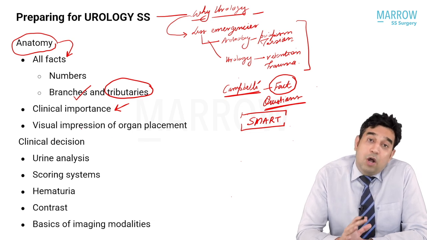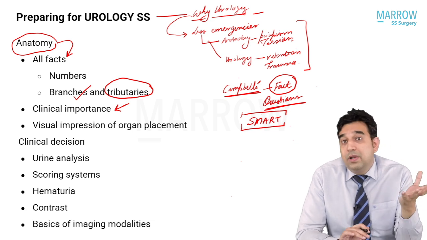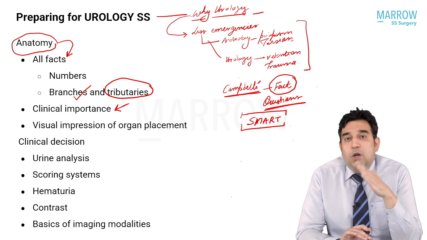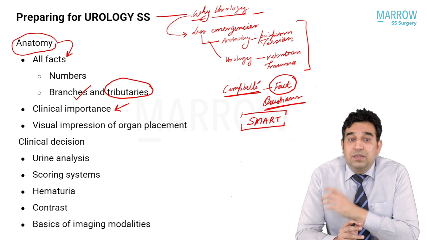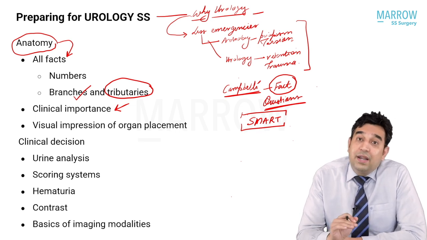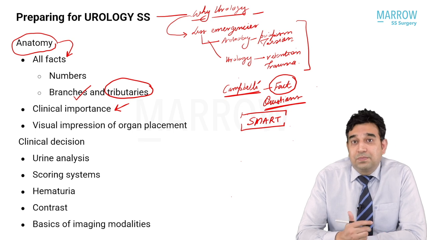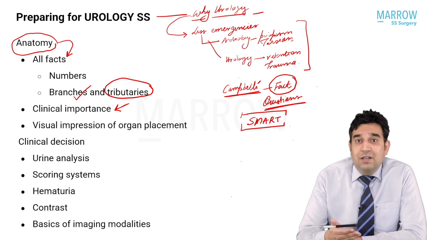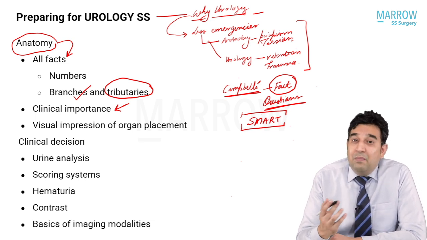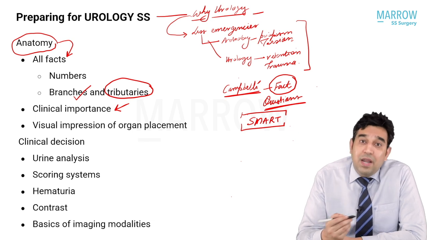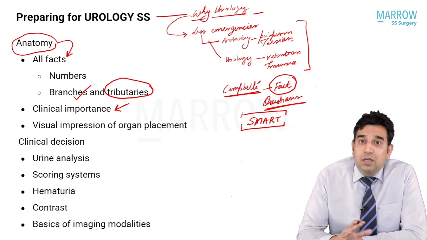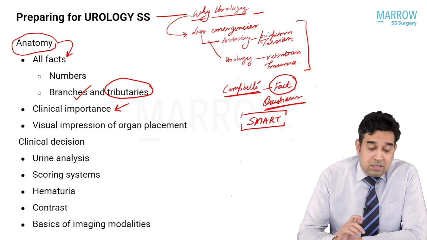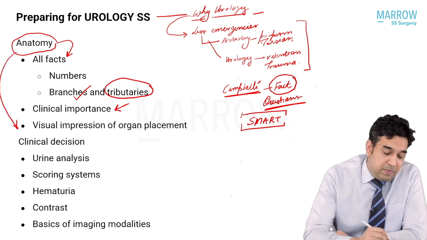Now, visual impression of the organ placement is also important, because many times the question will be related to the relations of probably the kidney to the duodenum, the kidney to the spleen, retroperitoneum, the number of fascias around the kidneys, the fascia around the penis, how they are communicating with the scrotal fascias, the abdominal fascias, all the other relations with regard to the inguinal canal, and the difference of the spermatic cord, the umbilical ligaments, the medial umbilical ligament, the lateral umbilical ligament, the median ligament, the urachus, all these things are important. So this visual impression of organ placement is something that is commonly asked from the anatomical perspective.